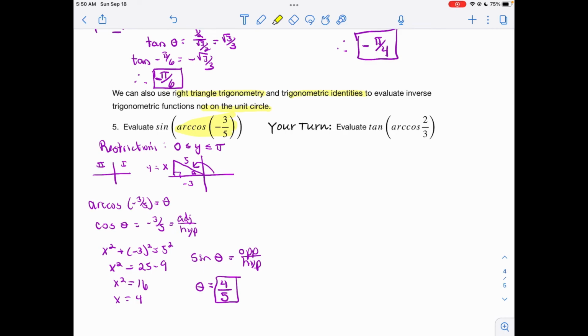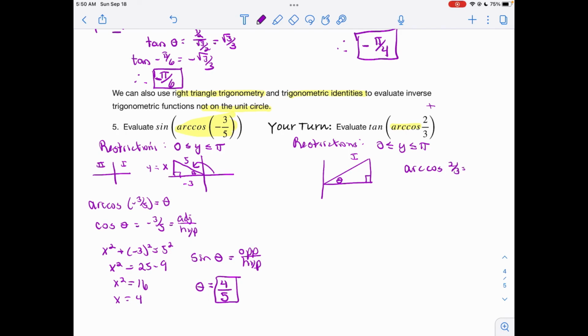Okay, now you're going to evaluate the tangent of the arc cosine of 2/3. So start with our inverse trig function and its restriction. The restriction for the inverse of cosine is from 0 to pi. And so that tells us we need to be, again, in quadrants 1 or 2. And ask yourself which of these has a cosine that is positive. That would be quadrant 1. So I'm going to draw a right triangle in quadrant 1. Theta is going to be our central angle here.